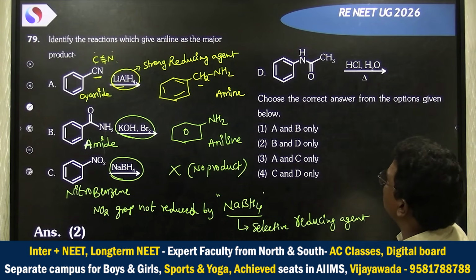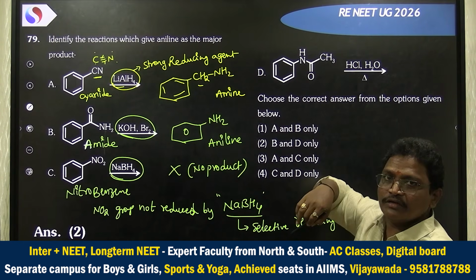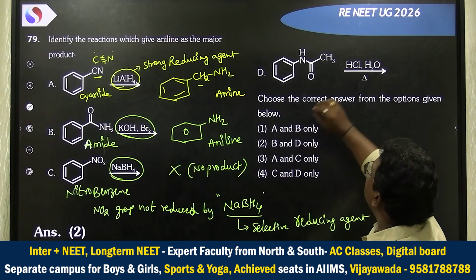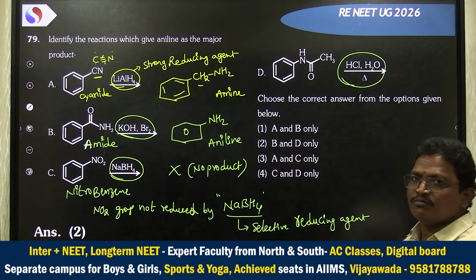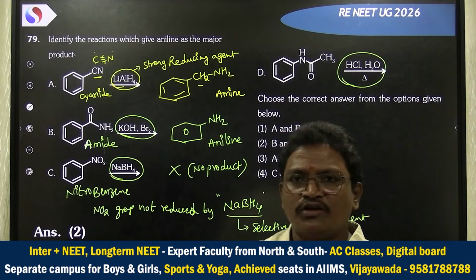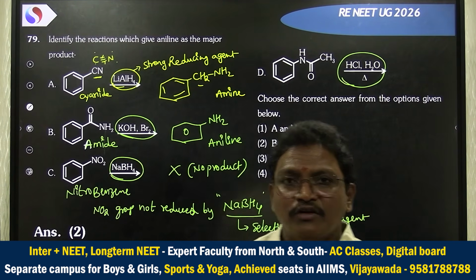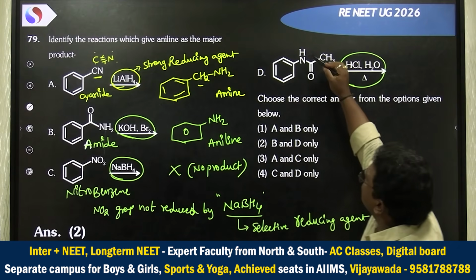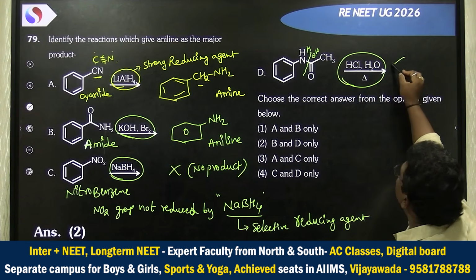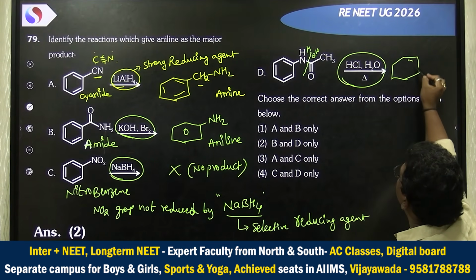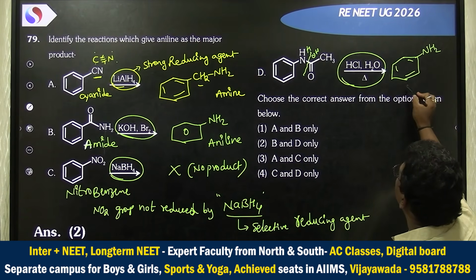ఫోర్త్ ఆప్షన్ ఏమి ఇచ్చాడు చూడండి. Aniline కి acyl group అటాచ్ అయి ఉంది, ఇది acetanilide. This is treated with HCl in presence of H2O. ఎసిడిక్ మీడియంలో హైడ్రాలసిస్ చేస్తున్నాం, we are doing only hydrolysis in presence of acid. Very simply you can break this one, add hydrogen here and OH. ప్రొడక్ట్ NH2 (aniline) and CH3COOH. Our required product is aniline.